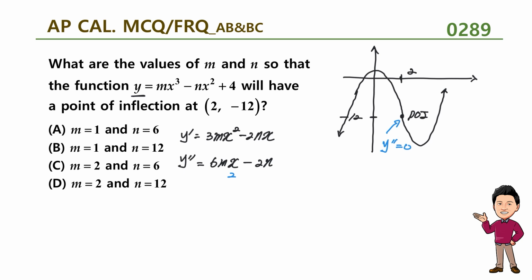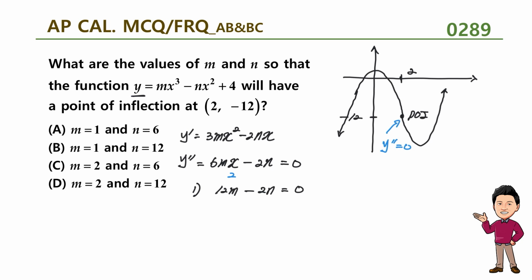So when x is equal to 2, well, we don't have to worry about y. When x is equal to 2, the second derivative must be equal to 0. At this point, the second derivative is equal to 0. So set that equal to 0. Okay, so 12m minus 2n is equal to 0, right? That's one equation we have.